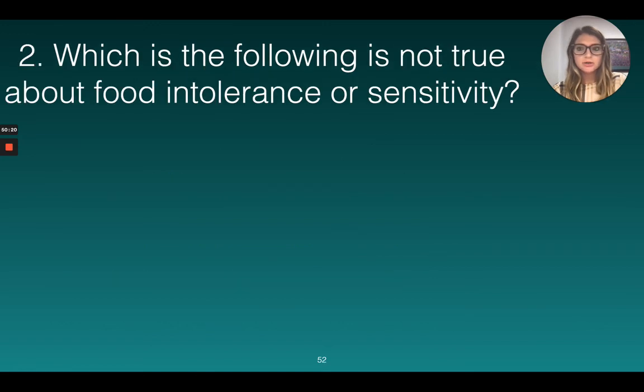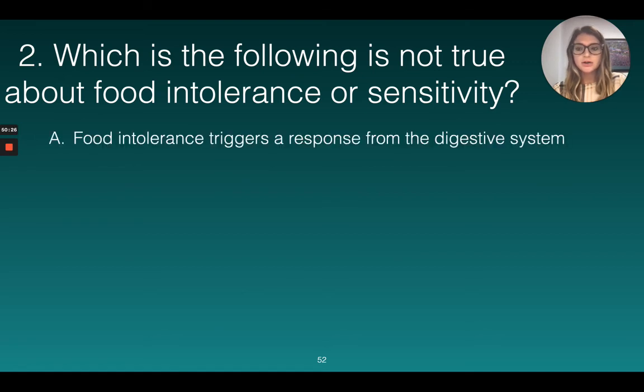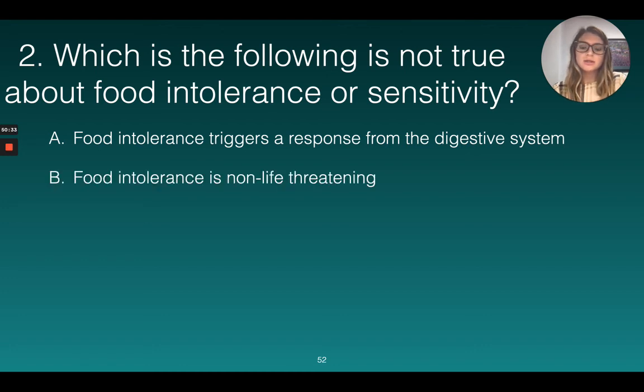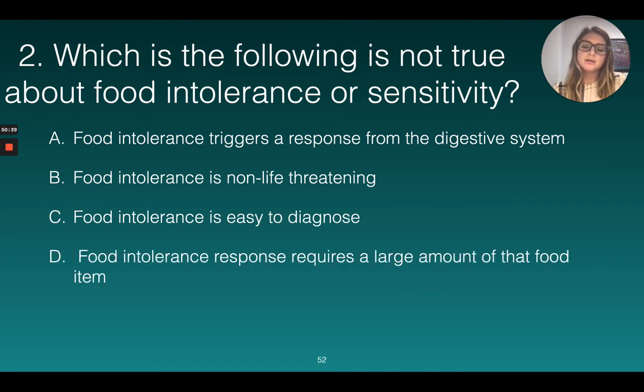Next question, number 2, which of the following is not true about food intolerance or sensitivity? Letter A, food intolerance triggers a response from the digestive system. B, food intolerance is non-life-threatening. C, food intolerance is easy to diagnose. And D, food intolerance response requires a large amount of that food item.